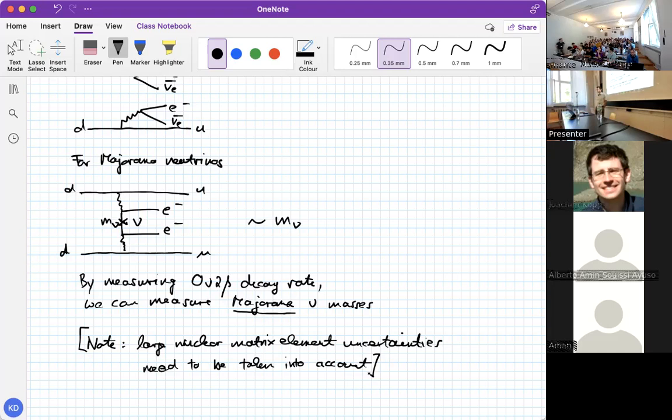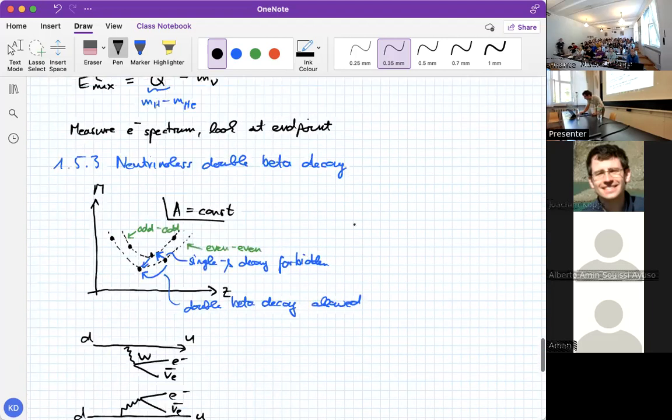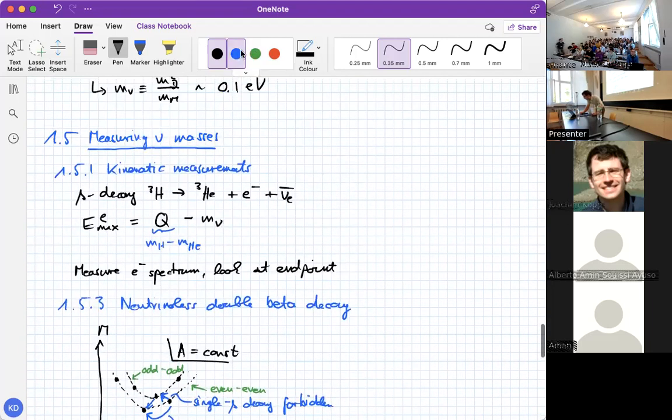Is this mass the effective mass of the electron neutrino, or is it a massive eigenstate? Yes. So what KATRIN will be measuring is the effective mass of anti-electron neutrinos. Yes, the effective mass of anti-electron neutrinos.